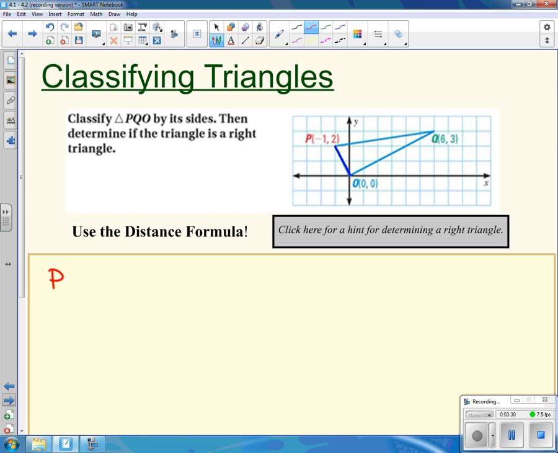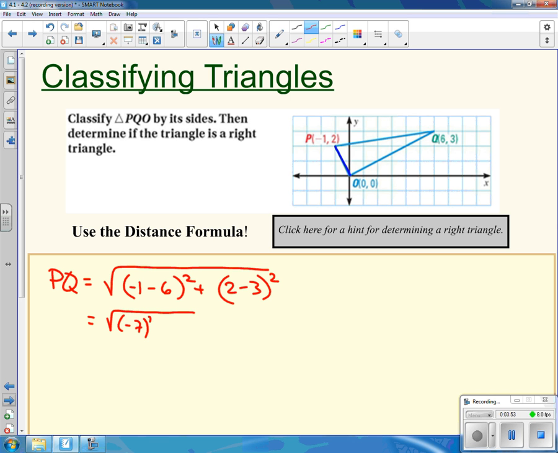So first, for P to Q, using the distance formula, I'm going to subtract the two x values. So -1 minus 6, and that's going to be squared. And then I'm going to subtract the two y values, 2 minus 3, and then square it. Then we add them and take the square root. Okay, so here I get -7 squared plus -1 squared. That gives me values of 49 and 1, which is the square root of 50. So I'm going to leave that as the square root of 50 because I don't need to know the exact decimal value of this length because I can still compare them as a radical. I'll show you what I mean.